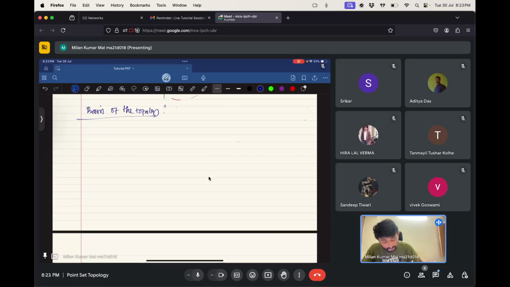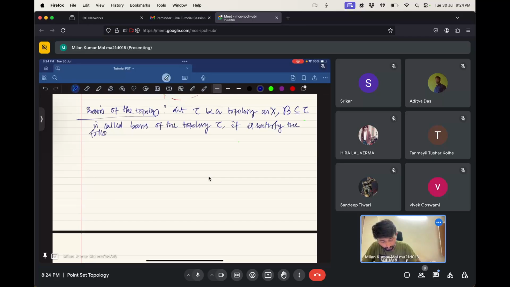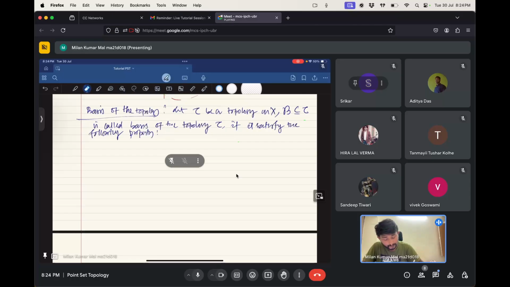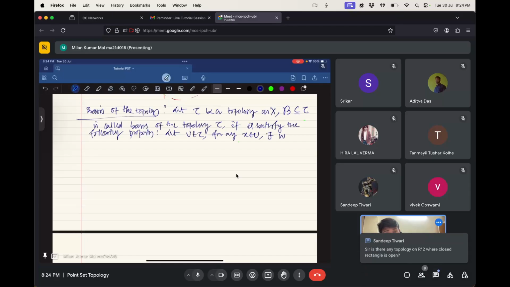The basis for a topology: let tau be a topology on X. A collection B, a subset of tau, obviously it can't be beyond tau, is called a basis of the topology tau if it satisfies the following property. What is the following property? That for any U an element of tau, and for any x belonging to U, there exists a W in B. Sir, is there any topology on R2 where a closed rectangle is open?